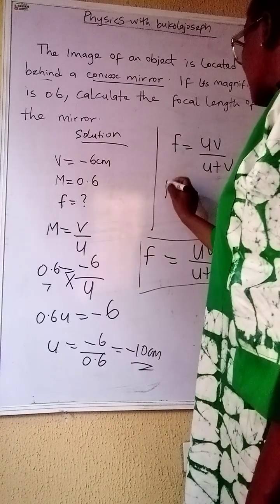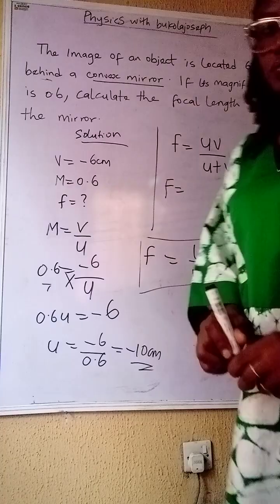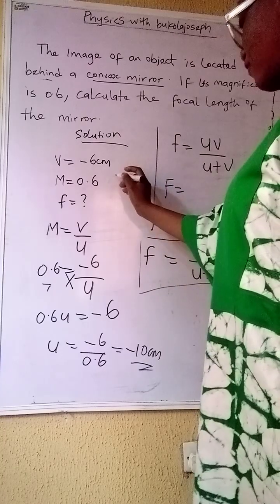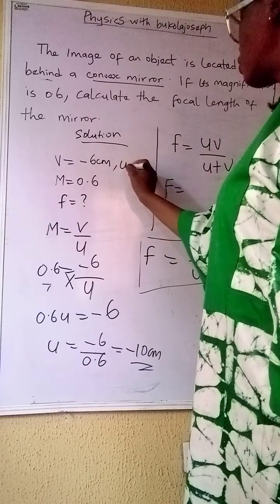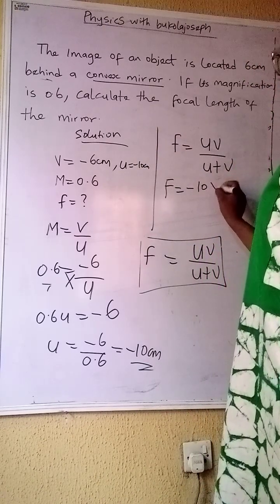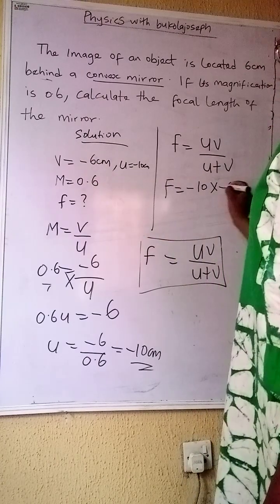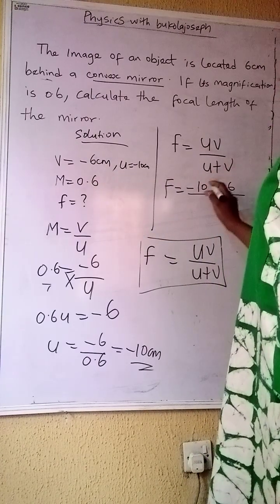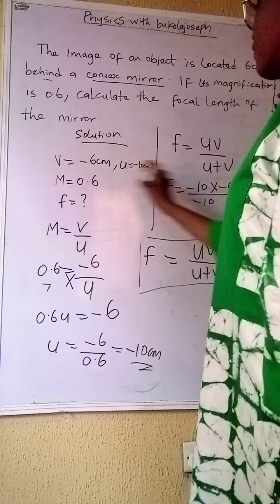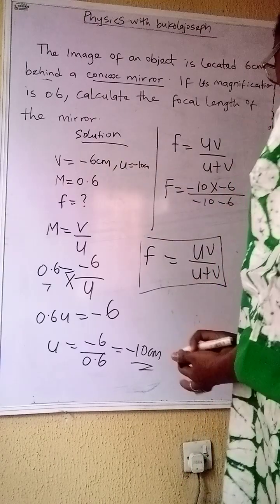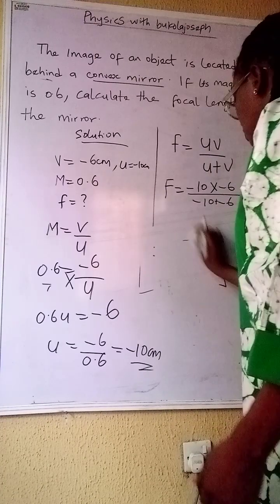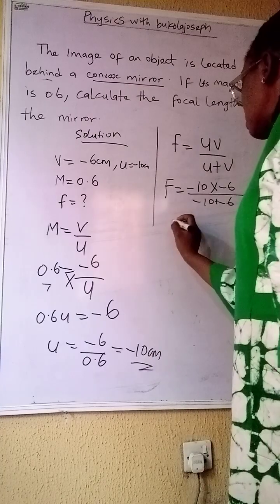So let's substitute and then we'll find F. So we have F is equal to, what is our U? We have found our U to be -10 centimeters. So we substitute -10 times V, which is -6, all over U plus V. Our U is -10 and our V is -6. Okay, so it is not multiplication. It is important we put this plus in between, so we don't get it mixed up.